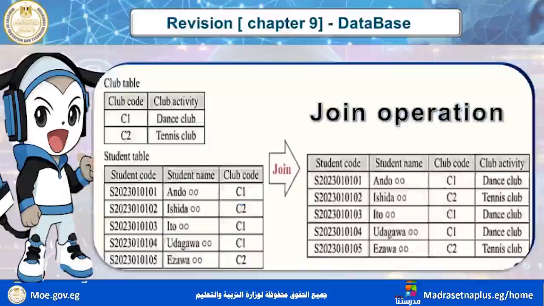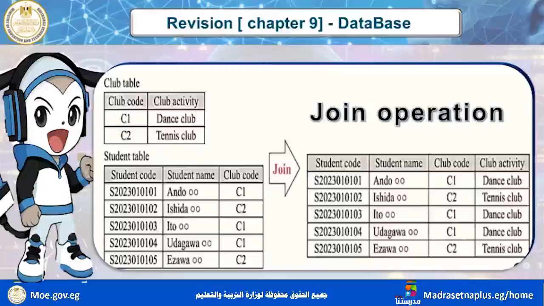Join operation. Here we have two tables that contain data about students and in which club they are. The club table includes club code and club activity. The student table includes student code, student name, and club code. So what if we want to join both tables to make one table out of two?